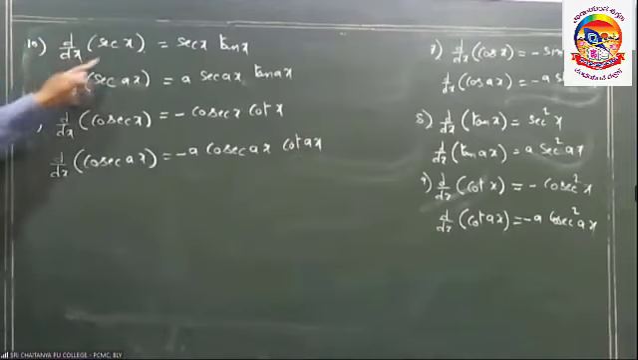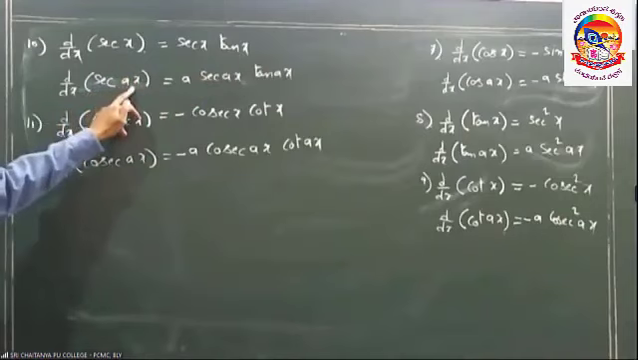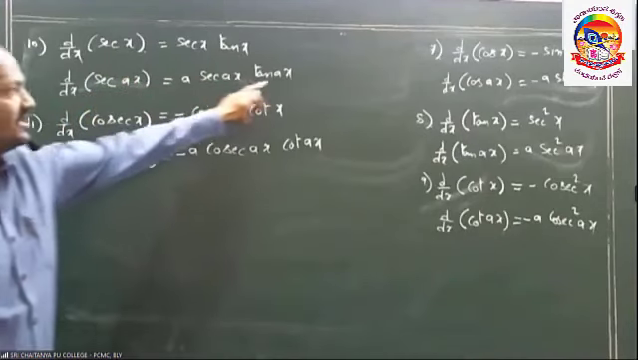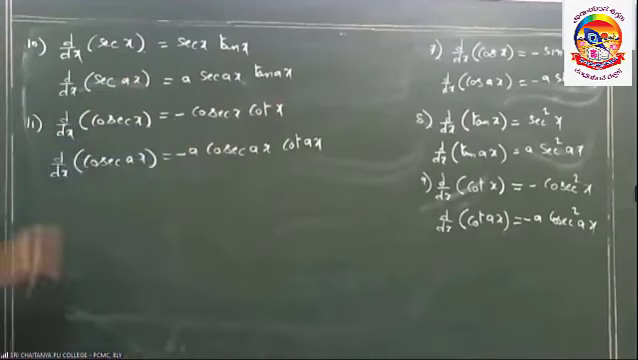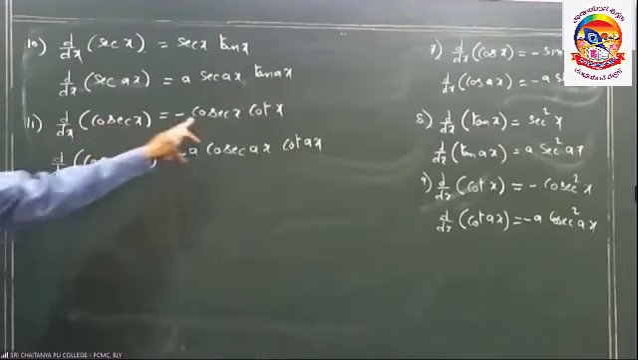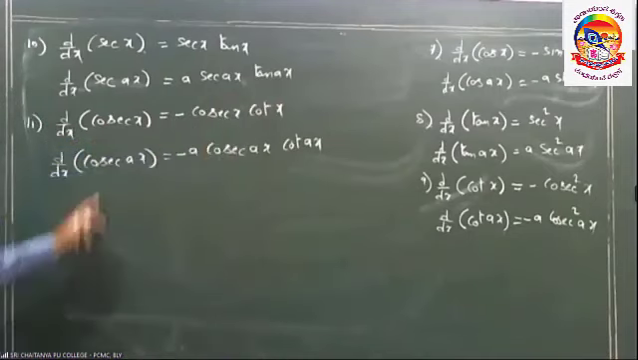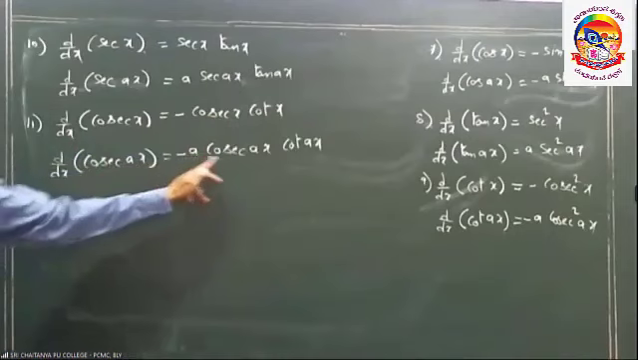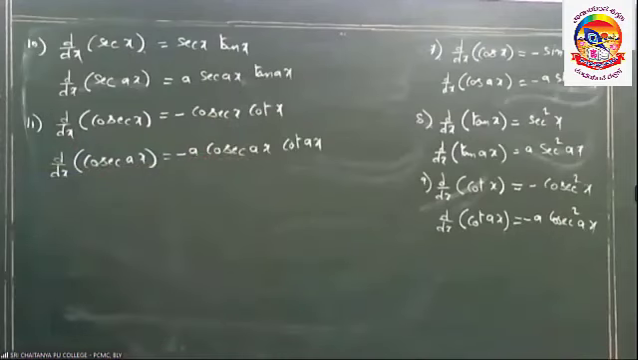Okay, derivative of secant x is secant x tan x. Derivative of secant ax is a secant ax tan ax. Similarly, derivative of cosecant is minus cosecant into cot. Cosecant ax is minus a cosecant ax into cot ax.